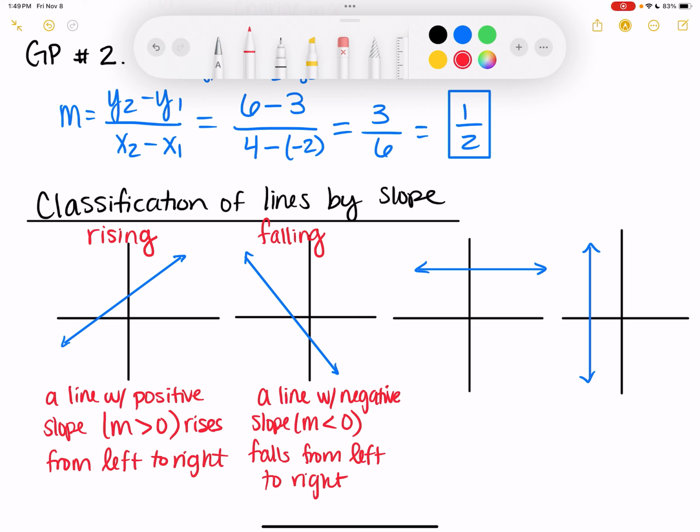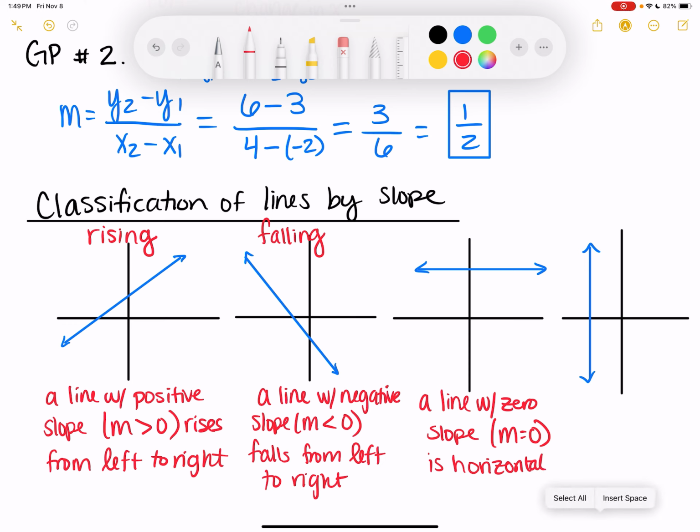All right, what kind of line is this? Horizontal line. So a line with 0 slope, so m is equal to 0, is horizontal. What kind of line is the last one? Yep. So this is a line with undefined slope, is vertical.